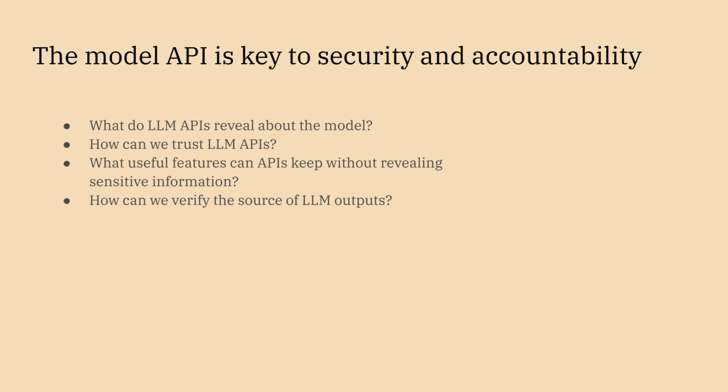One is, what do language model APIs really reveal about a model these days? We're talking about mainstream APIs from OpenAI and many others. Can we actually trust them, given the computational budget we have to try to attack these APIs? What are the useful features we can get by revealing sensitive information about a model? And eventually, how can we verify the source of the language model output?